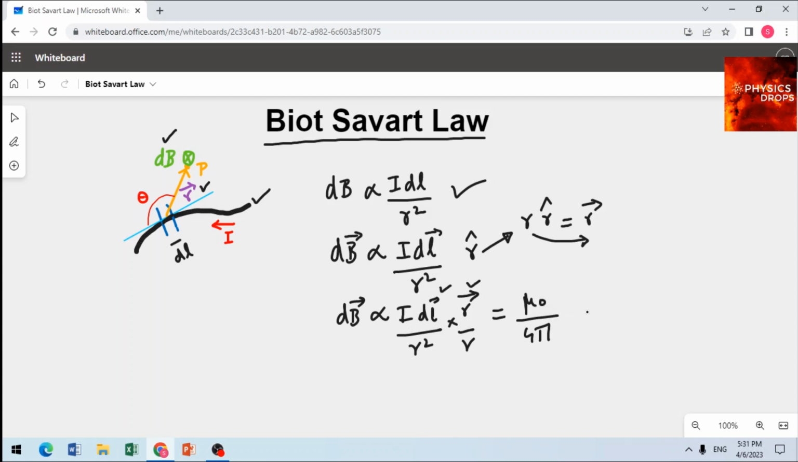Mu naught by 4 pi is the proportionality constant, and then dl cross r becomes dl times r sine theta. So dl sine theta, the magnitude of r and this r get cancelled, and we get r square again. So this is the magnitude of the magnetic field produced at a distance given by the displacement vector r, due to the element dl in a current carrying conductor. That's what the Biot Savart law states.